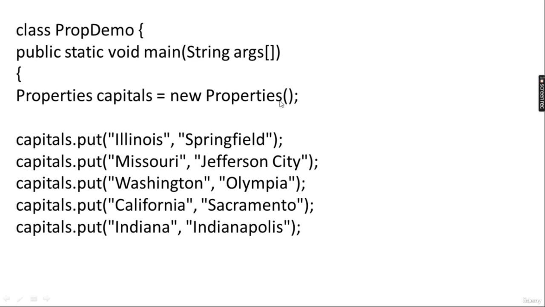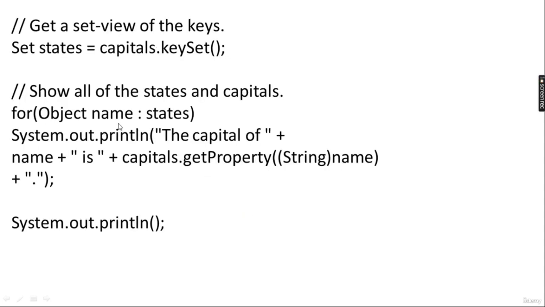So now Properties capitals = new Properties() is created. Capitals is a Properties object name. Capitals.put Springfield, Jefferson City, Washington, Olympia, California, Sacramento, Indiana, Indianapolis. Set states = capitals.keySet() gets the set view. Show all of the states and capitals with a for loop, object name state. The capital of name is capitals.getProperty cast to String, because we are getting an object, not a string. So we are casting to String and displaying the name.